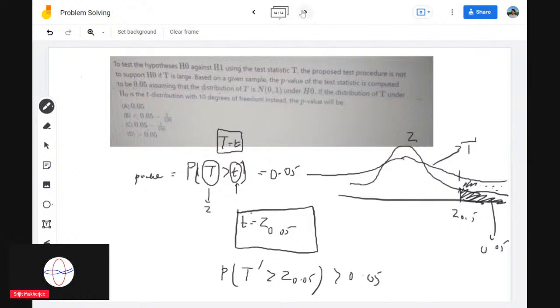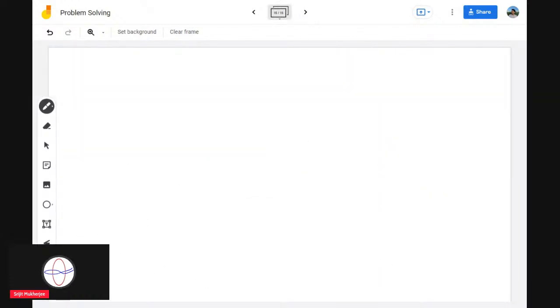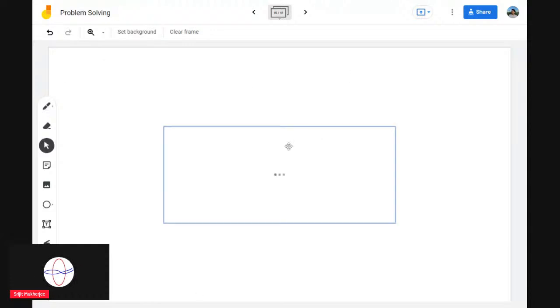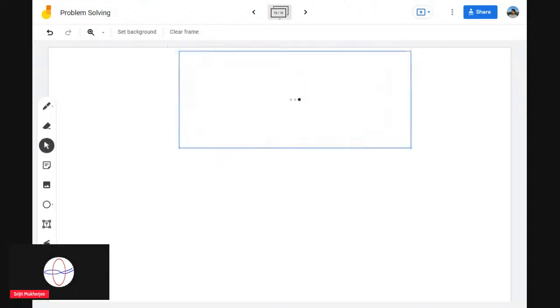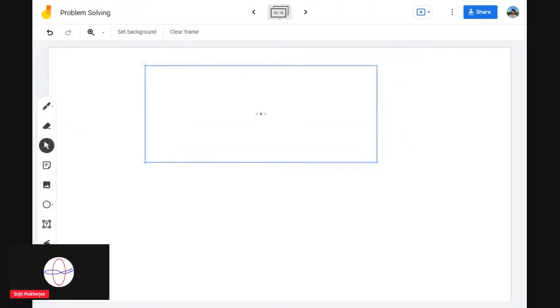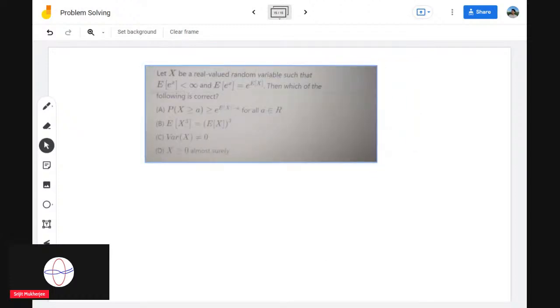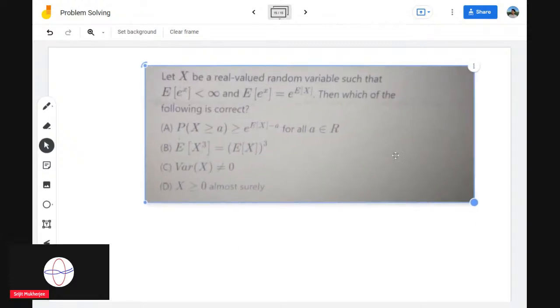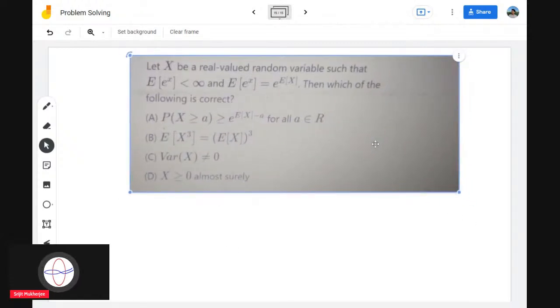Okay, I got it. Okay, perfect. So let's move to the next question. Why did they give this thing anyways? Let X be a real random variable such that expectation of e to the power X is e to the power expectation of X. Which of the following is correct?